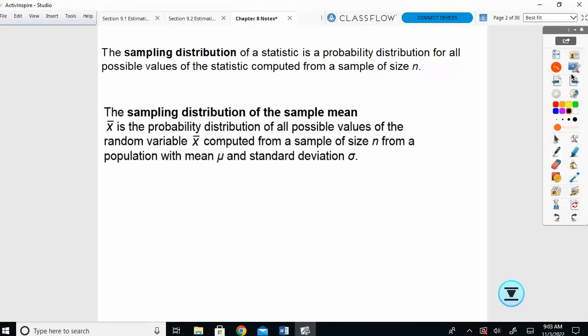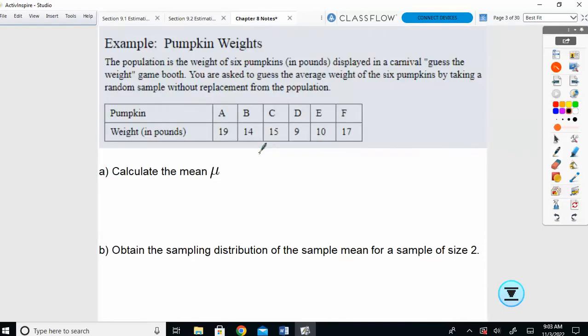So we're going to take a scenario. Let's say I have 6 pumpkins displayed in a carnival guess the weight game booth. You are asked to guess the average weight of the 6 pumpkins by taking a random sample without replacement from the population. Okay, so my population is 6 pumpkins. We're going to try to guess the average weight of those 6 pumpkins by taking any 2 pumpkins out of that group and getting their average weight.